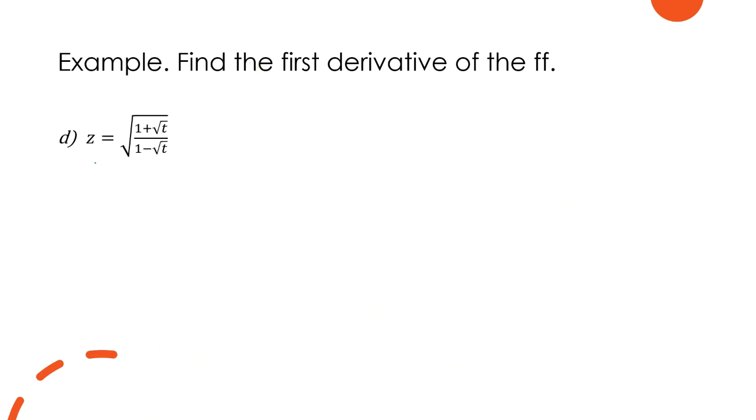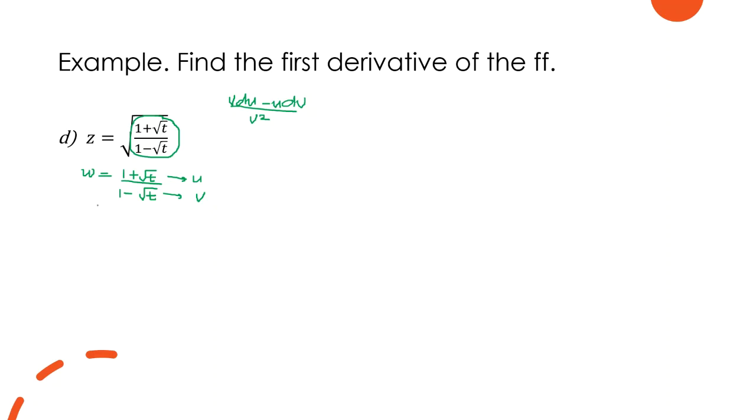So we now have our last example, which is z equivalent to the square root of (1 plus square root of t) all over (1 minus square root of t). So let's say the values inside the square root will be our w. So we have 1 plus square root of t all over 1 minus square root of t. Since this is in fraction form, we can have our numerator as our u and our denominator as our v. So that is the quotient rule: v du minus u dv all over v squared, right?